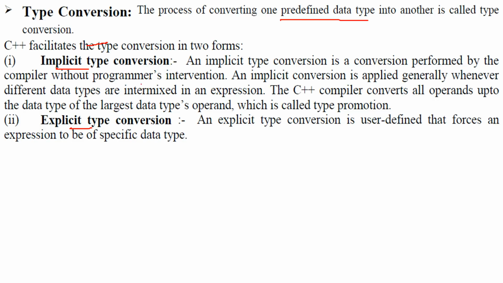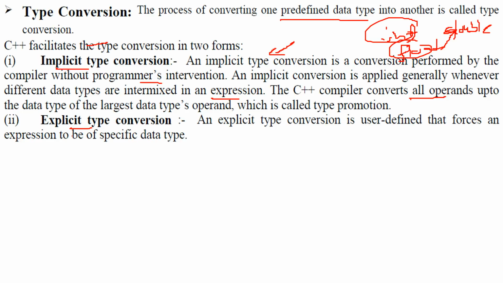What is implicit type conversion? You don't have to intervene. Without the programmer's intervention, implicit type conversion takes place. Whenever we have an intermix of various data types in an expression, this implicit type conversion occurs. The C++ compiler converts all the operands into the largest data type operand. If you have an integer, a float, and a double in an expression, all of these will be converted to double. So the highest promotion will take place.